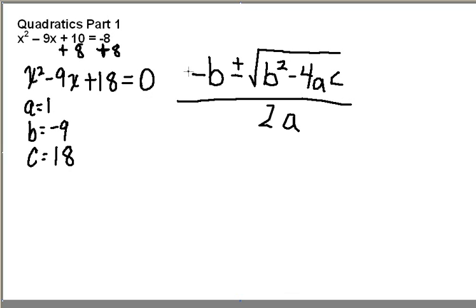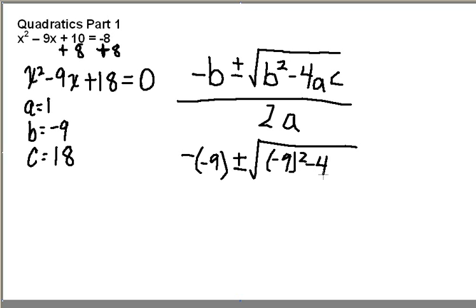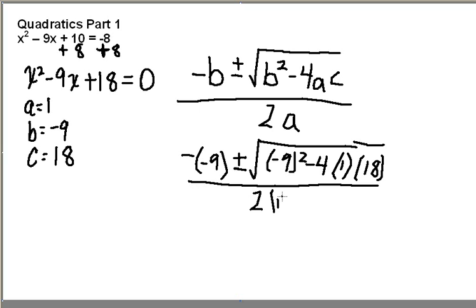All right, now all I have to do is plug in. So I get minus b. In place of b, I'm going to put my minus 9. Okay, plus or minus the square root of b squared, or minus 9 squared, minus 4 times a, which in this case is 1, times c, which in this case is 18, all divided by 2a, or 2 times 1.